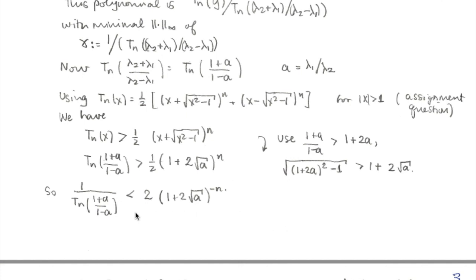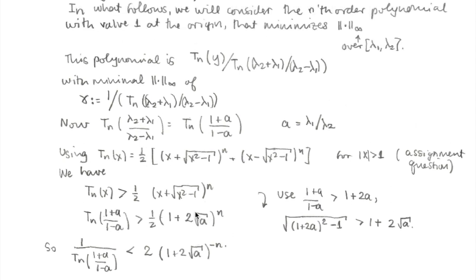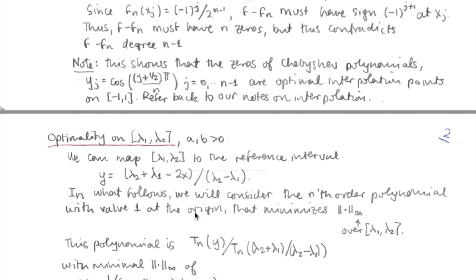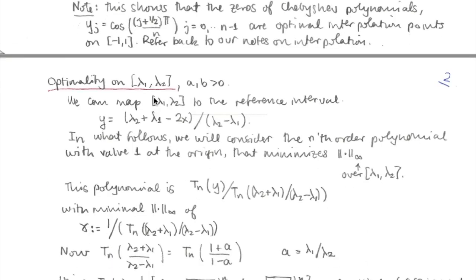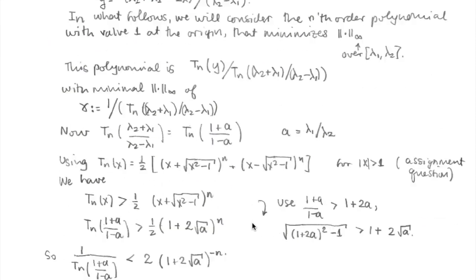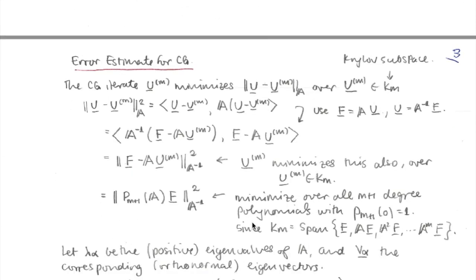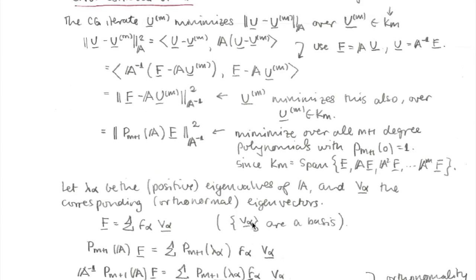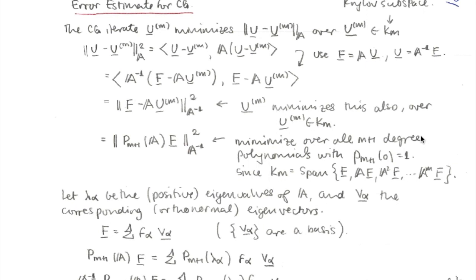Okay, so we've got an idea of how big the action of an nth order polynomial can be on this interval, keeping the value of the polynomial equal to 1 at the origin. And that's going to feed directly into the conjugate gradient estimates.